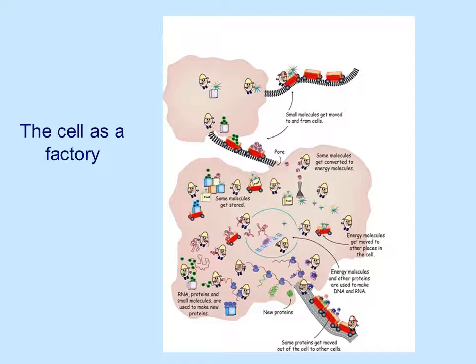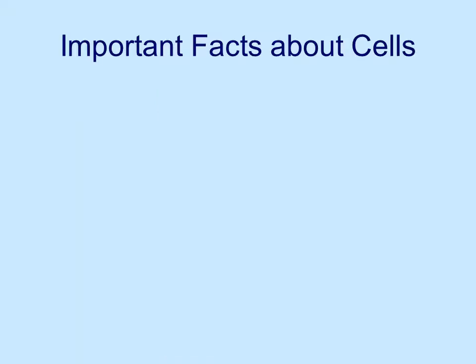Molecules come in and out of the cell. Some of them go from one cell to the other. Some get converted to energy molecules. Some get stored, and we'll talk about all of this in later chapters. Materials are used to make new molecules, and then proteins may be moved out of the cell. So the cell is kind of a factory, just like any other kind of factory.